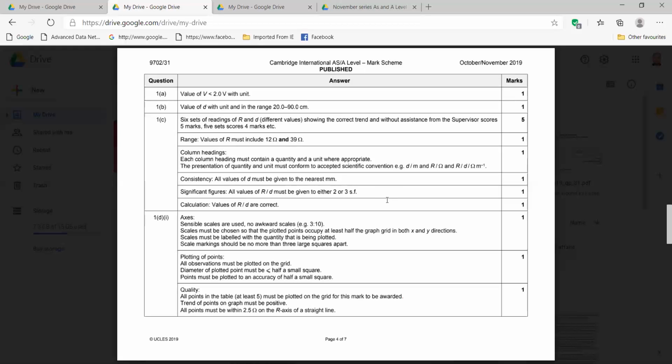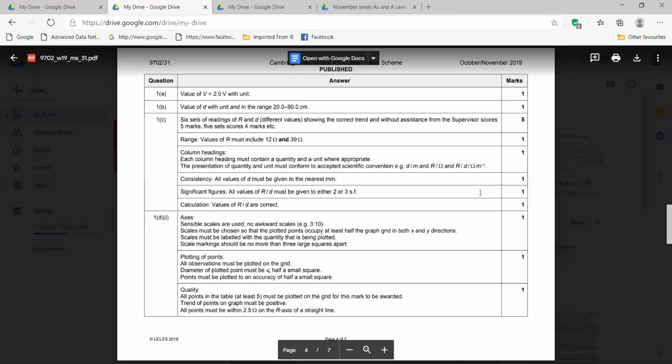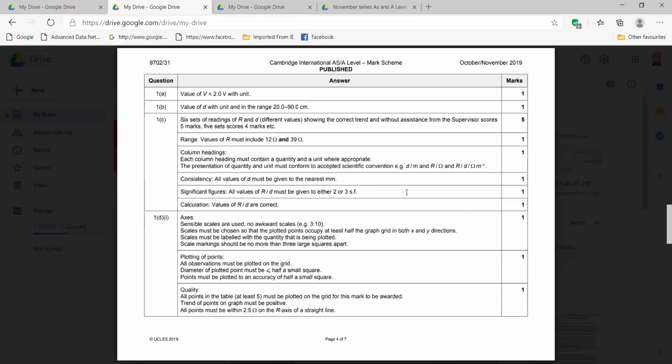Significant figures: all values of R by D must be given to either 2 or 3 significant figures. If you are giving 2 significant figures, give all 2 significant figures. If you are giving 3, give all 3. Some you are giving 2, some you are giving 3. This way your graph will not come good. For significant figures you have 1 mark. If you are not following it, you lose 1 mark.